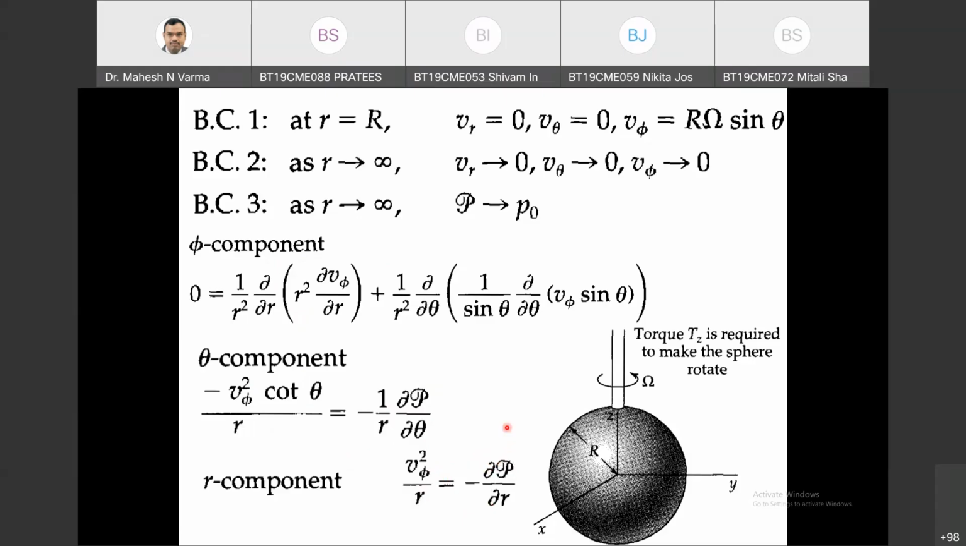Now, to get the torque, we need to calculate the drag force exerted by the fluid on this surface multiplied by the moment arm. So how to get the torque? The torque will be the drag force exerted by the fluid multiplied by the moment arm, over the whole surface of this sphere. That is what I want. So for that, I need a velocity profile.